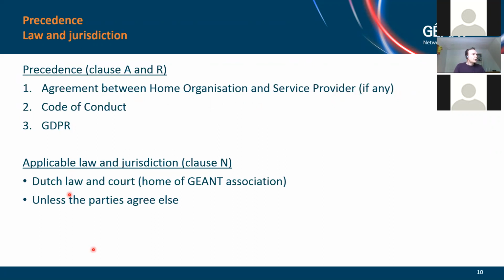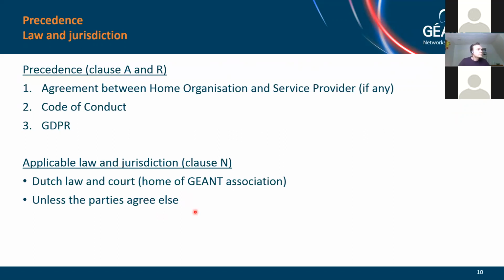And then the applicable law and jurisdiction. So if there's a need to go to a court, it is written in the current draft that Dutch laws and Dutch courts are competent or applicable there. The reason for selection of Dutch law is that the Netherlands is the home of the GÉANT Association. It was the best approximation we could take to decide which would be the proper jurisdiction and applicable law for the COCO.